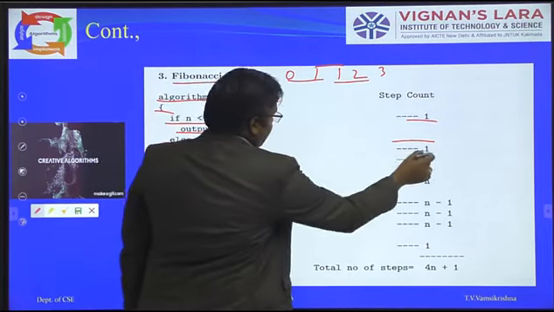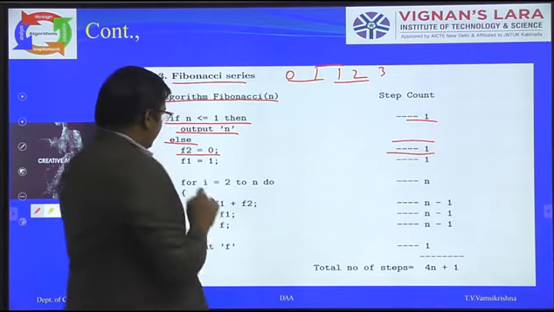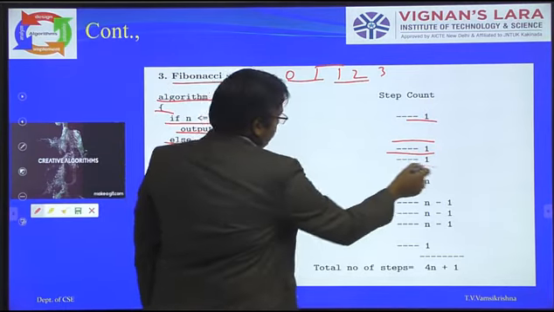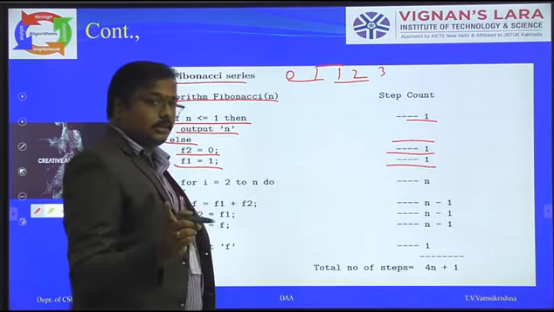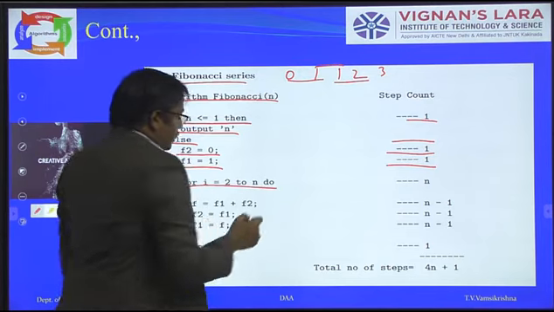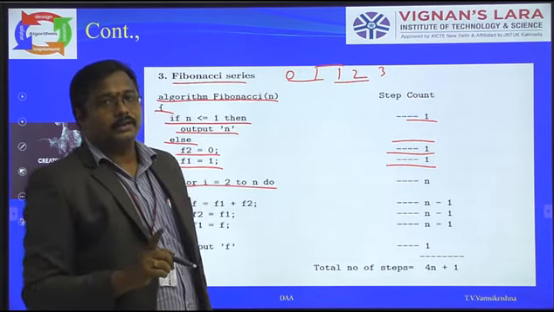F2 is equal to 0. Assignment statement. That's why 1. F1 is equal to 1. Consider as assignment statement 1. So loop for I is equal to 2 to n.